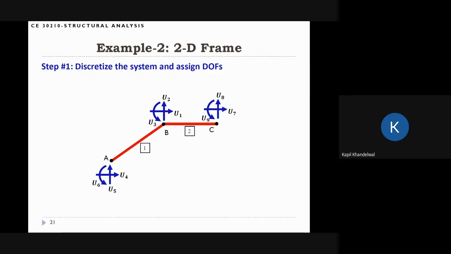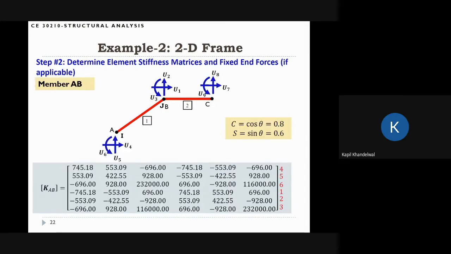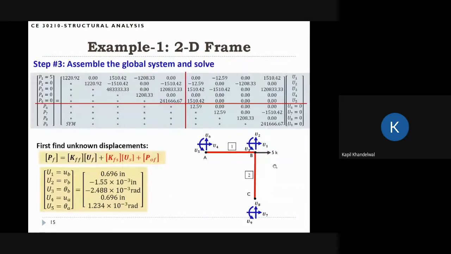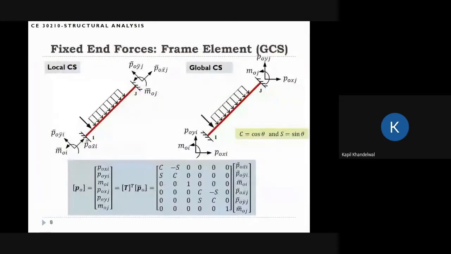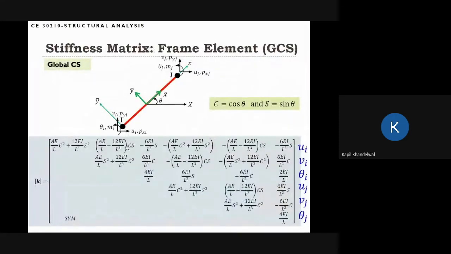The next step is to find the element stiffness matrices. We will go one by one. This is the stiffness matrix for member AB. For member AB, I'm considering A as the I node and B as the J node. Once we have this, we can calculate the sines and cosines, so we need C and S. These are the C and S values, and this is the stiffness matrix. I'm directly using the expression that we saw, the big matrix in terms of C and S, and just using these numbers directly.